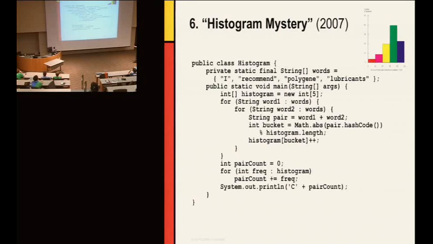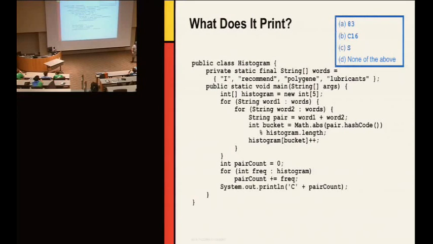So what does this program print? And by the way, just in case it helps you answer this problem, and I'm not saying it will, I will tell you that the ASCII or Unicode value of capital A is decimal 65. I'm not saying you need that to answer this question, though. So I've got 4 choices for you. Choice A is it prints 83. Choice B, C16. Choice C, capital S. Or choice D, none of the above.